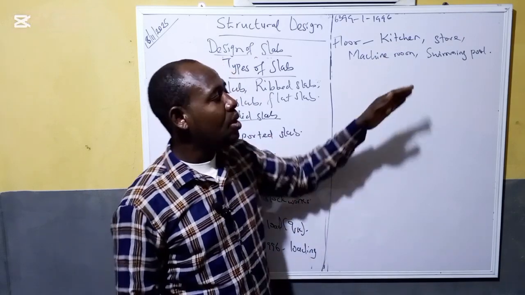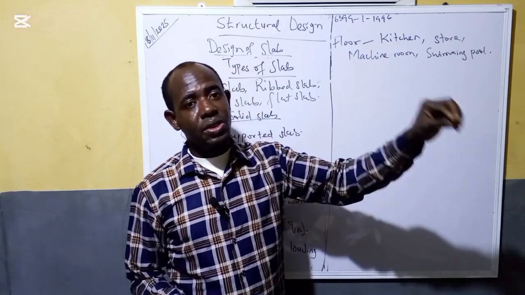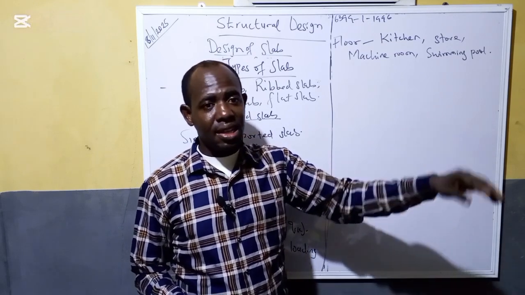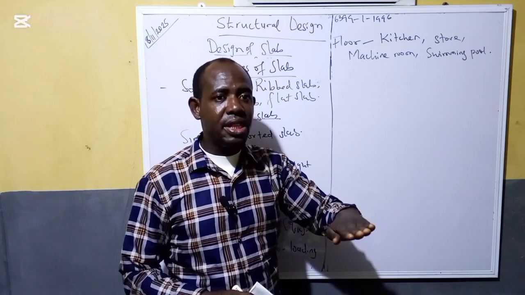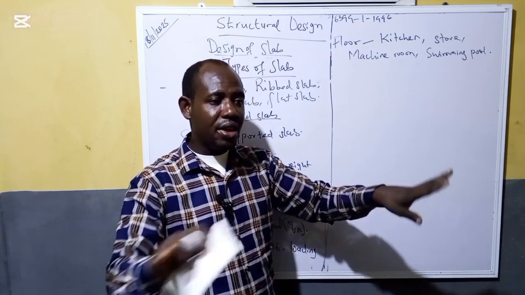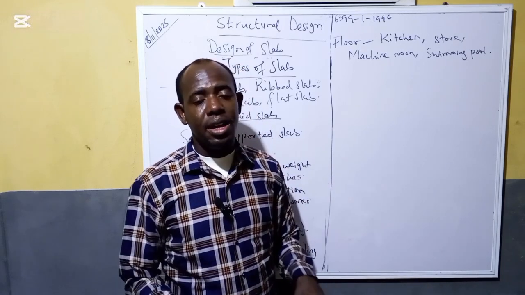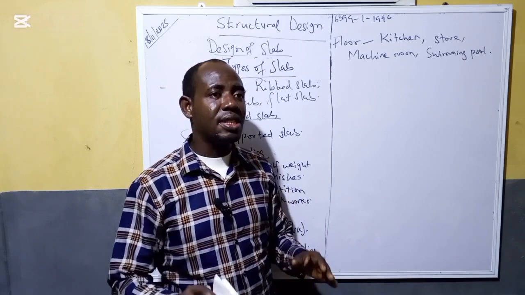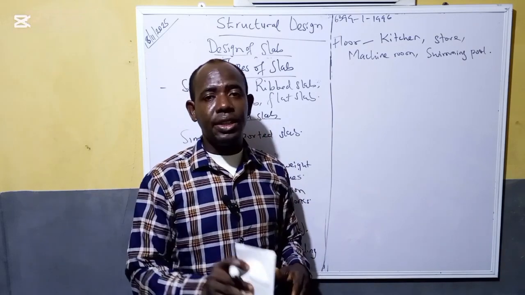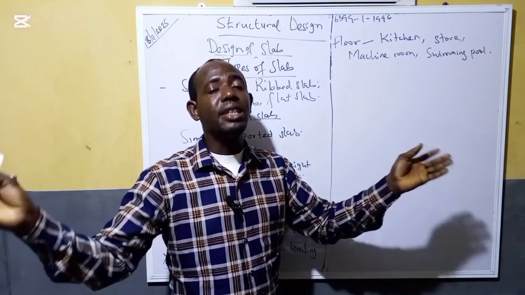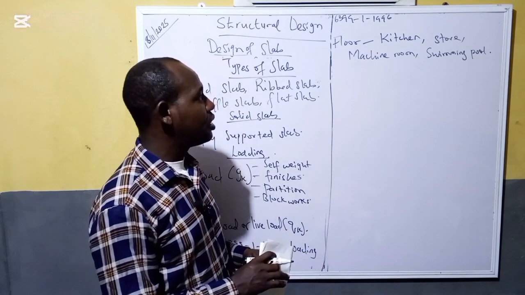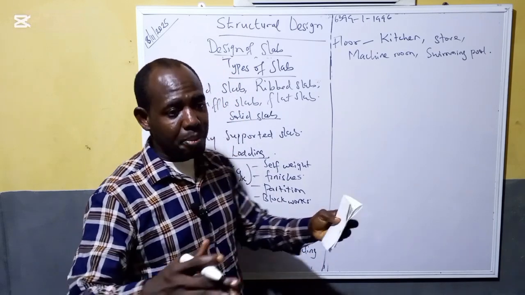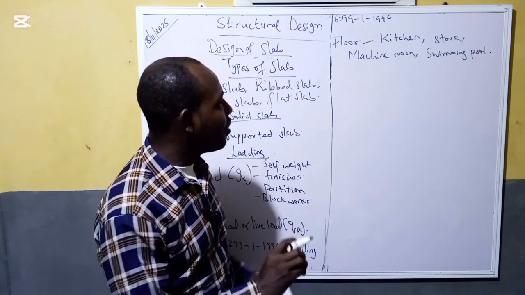So depending on the usage of that particular slab, the room, depending on what you are using it for, you put the live load there. So there are different live loads you can put on a particular floor. It's not just that you say this is a residential building and then you put 1.5 for all the slabs that are there. That one will be wrong. You have to know the usage of each slab partition so as to know the value you have to put there.